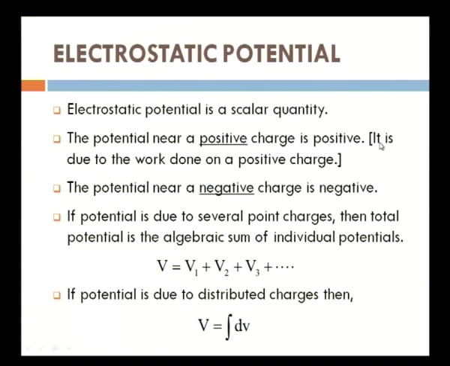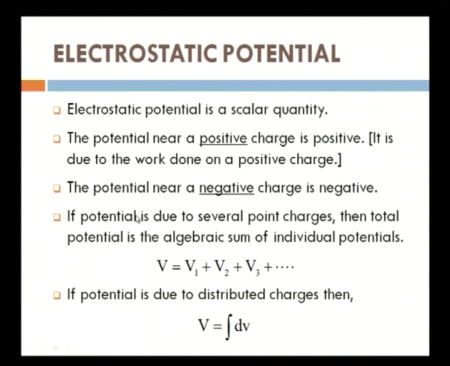It is because the work that is done to move the positive charge, test charge, from infinity to that point itself is positive. So, the potential near a positive charge is positive, and in the same way potential near a negative charge is negative. If the potential is due to several point charges, then the total potential is the algebraic sum of the individual potentials. So, we have to find out the algebraic sum. V is equal to V1 plus V2 plus V3, but one point we have to remember here, when we take V1, V2, V3, they can be positive or negative based on the charge for which we find out the potential.